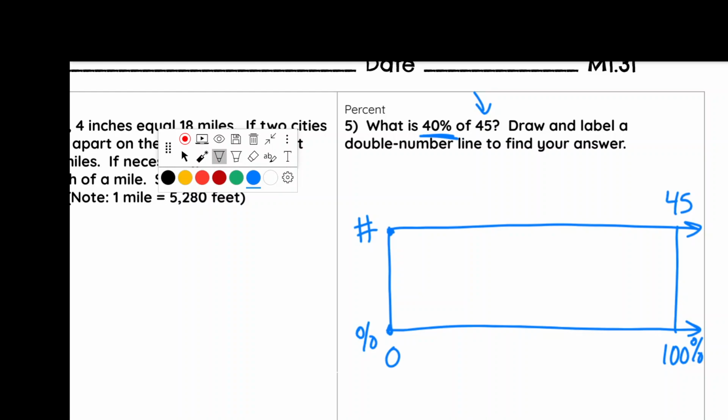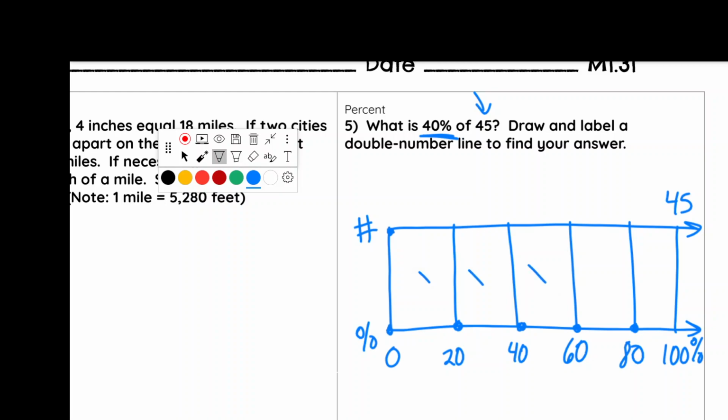40 is a multiple of 20. I'm going to count by 20s. 20, 40, 60, 80. And if I draw my lines through, I can see that 45 has been divided into 1, 2, 3, 4, 5 parts. 45 divided by 5 is 9. 9, 18, 27, 36. And I can see that 40% of 45 is 18.